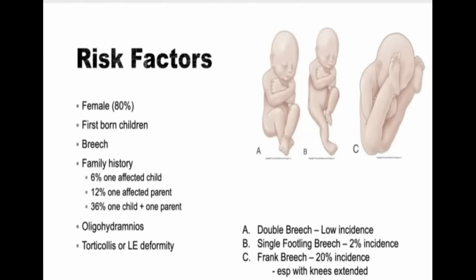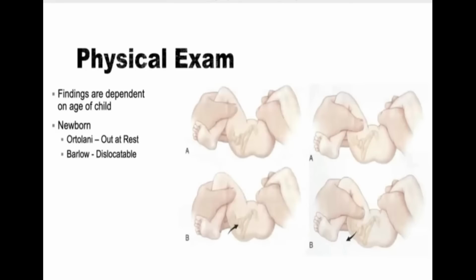Family history is also very important, and then other packaging disorders such as lower extremity deformities or oligohydramnios. So female, firstborn, family history are some of the really important questions that you should ask whenever you're evaluating a family, or a mother and father, with a concern for this in their baby.